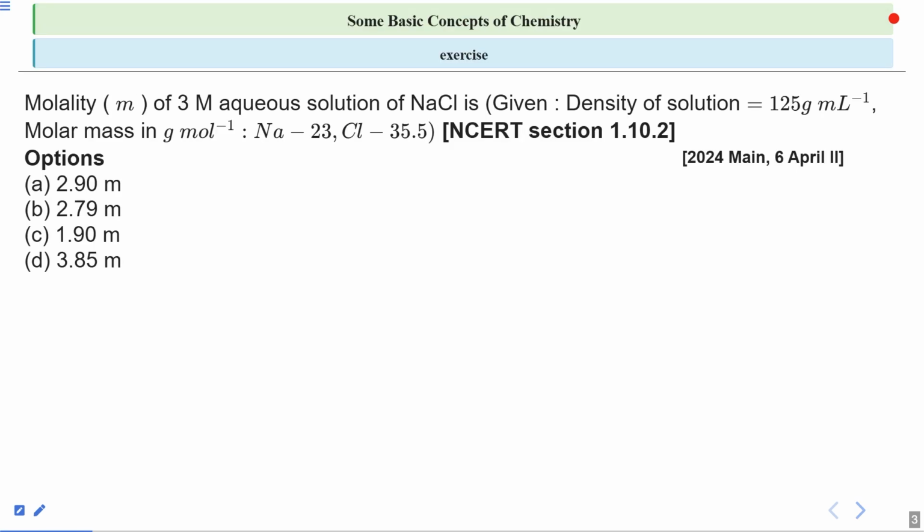Here is the first question. This question is to calculate the molality of a 3M aqueous solution of NaCl. The density of the solution is given, and the molar masses of sodium and chlorine are also given. You have to use this data to calculate the molality. Your time to solve this question starts now.